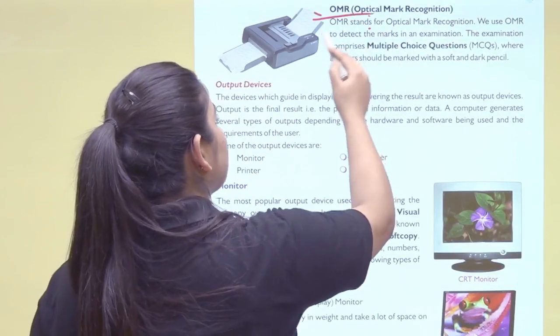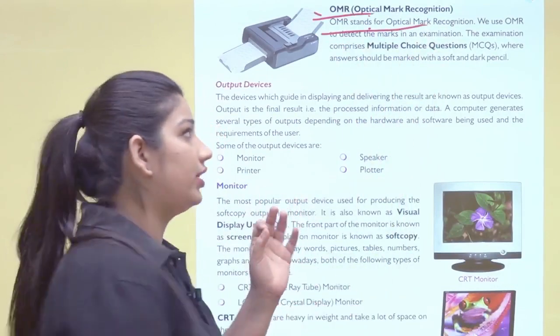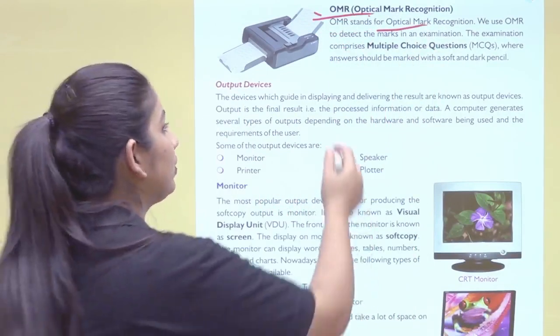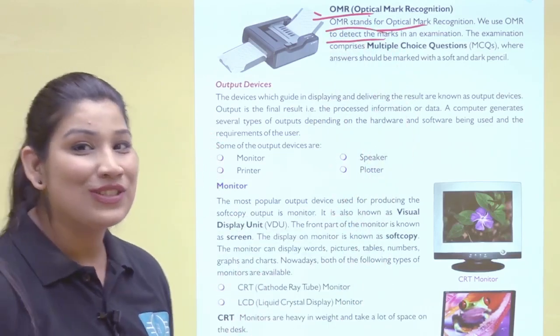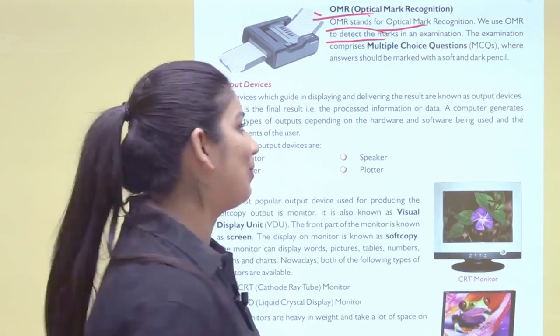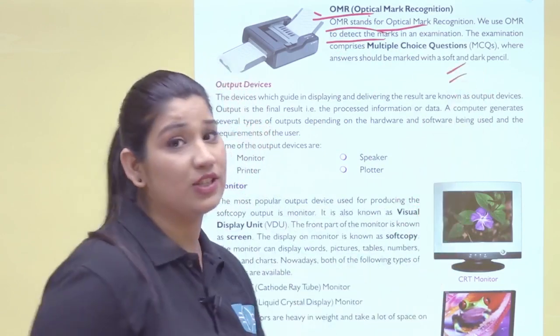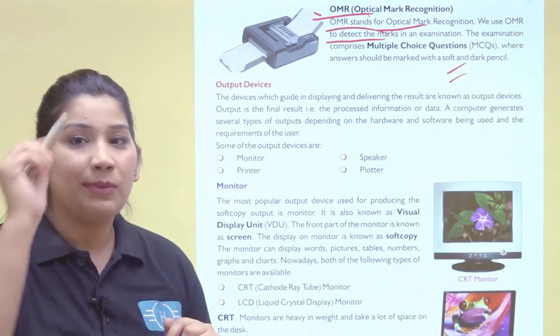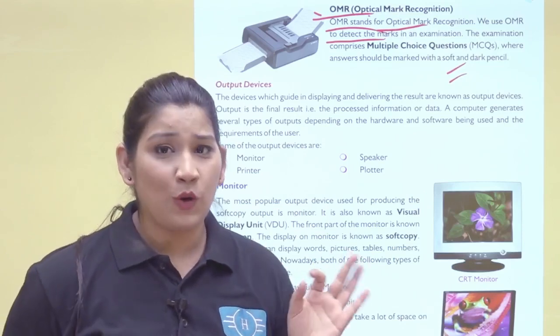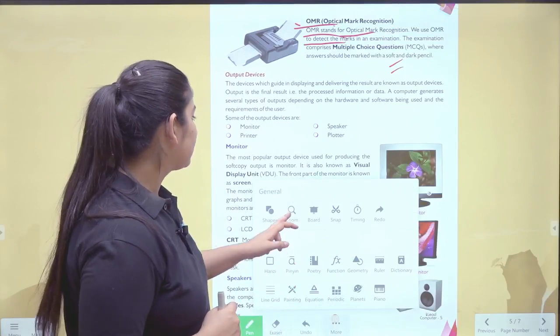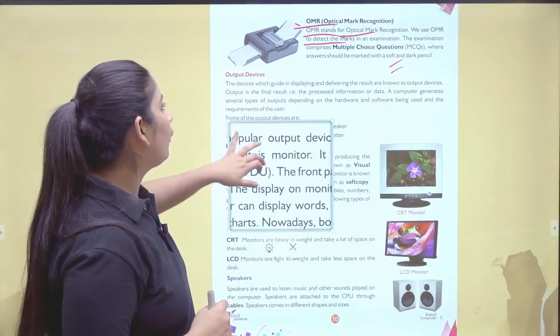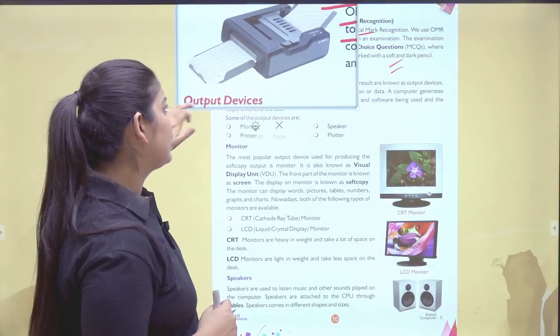Let's move forward and understand OMR, Optical Mark Recognition. OMR stands for Optical Mark Recognition. We use OMR to detect the marks in an examination. Yes, your teacher uses this OMR machine to detect your marks. The examination comprises MCQs. You must have ticked the options on the OMR sheet. This is a device which is further used to give you marks. Here is the image of an OMR device.